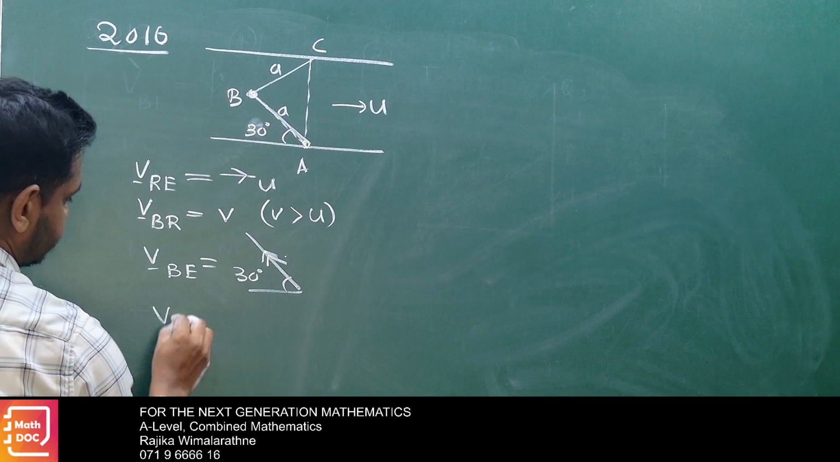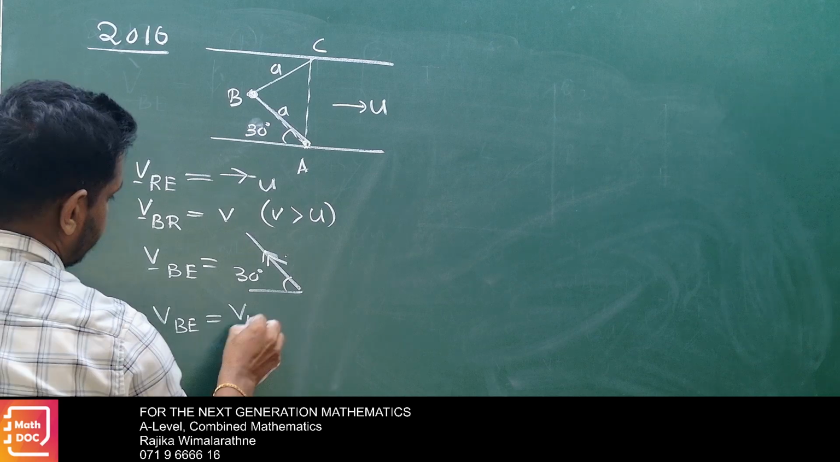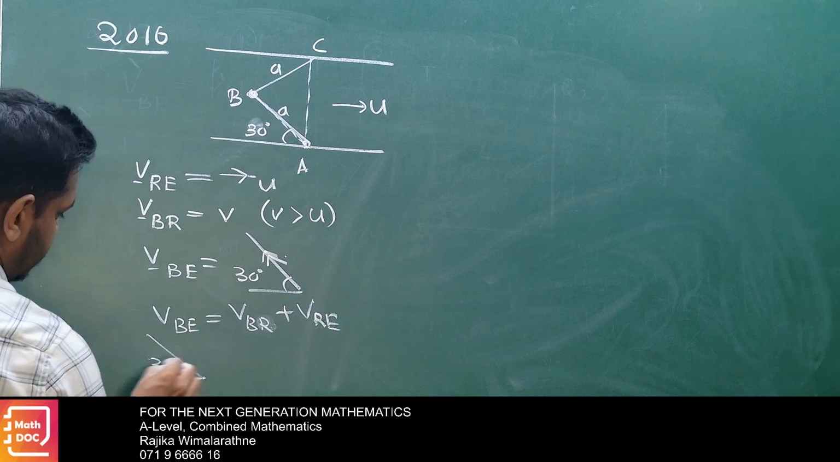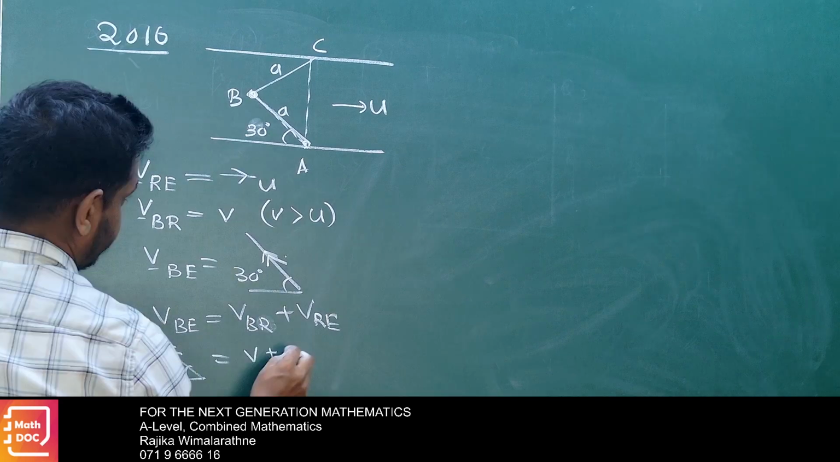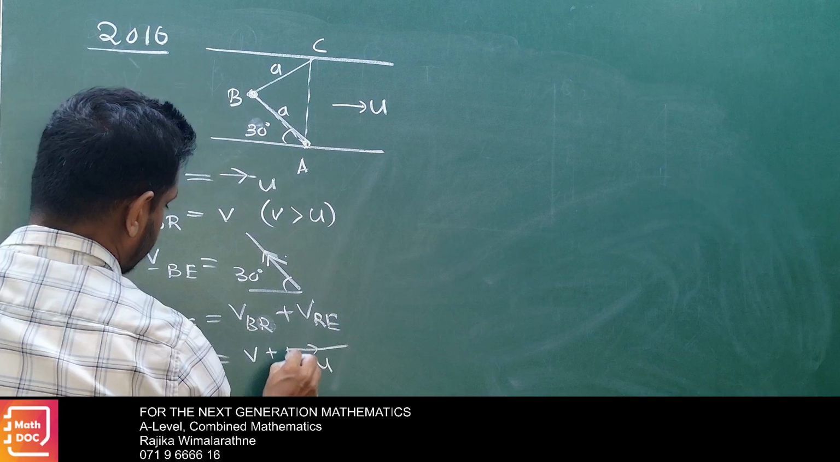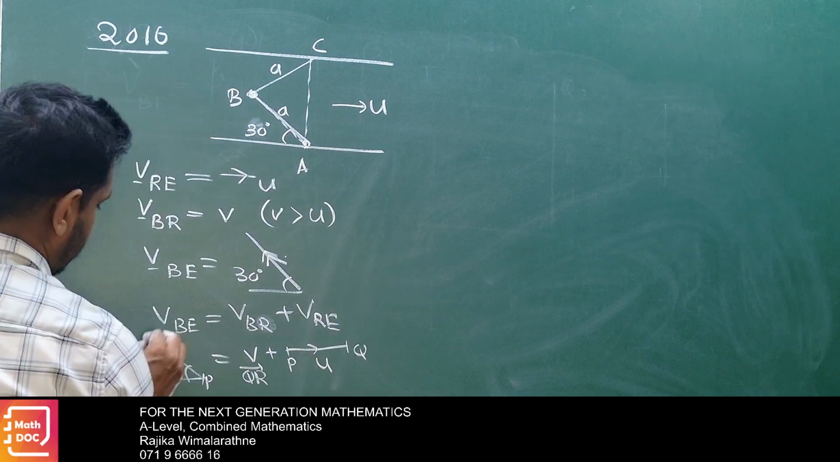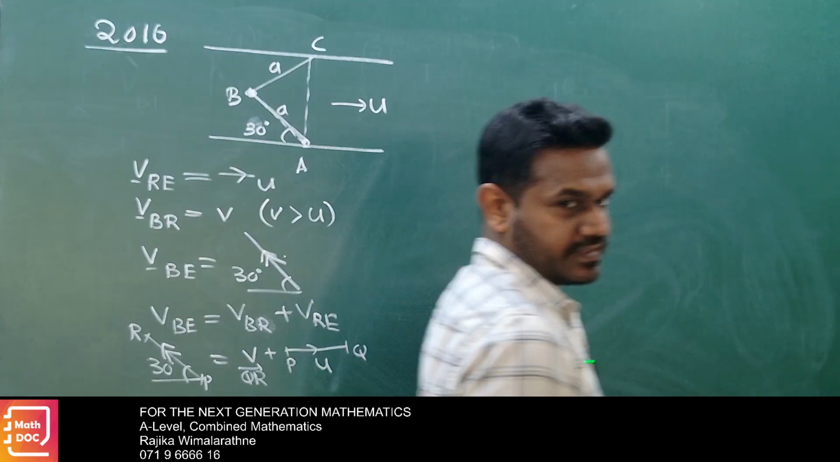VBE, VBW, VBR, VRE. Here 30-degree, VBR, VRE. Then take here PQ vector, here QR vector, here resultant PR. That is PQR notation. We start with the fully known quantity as PQ. Okay. Now sketch PQ.